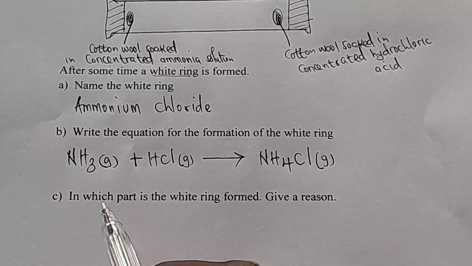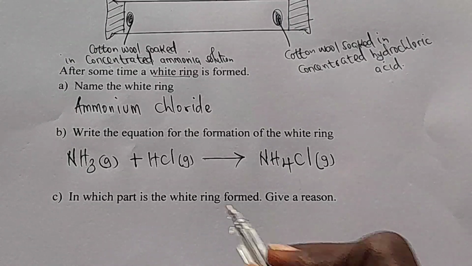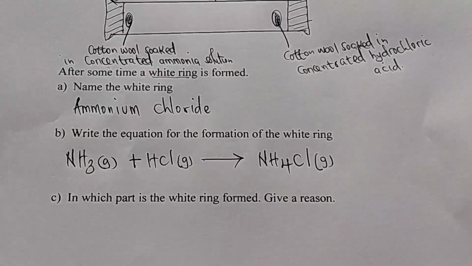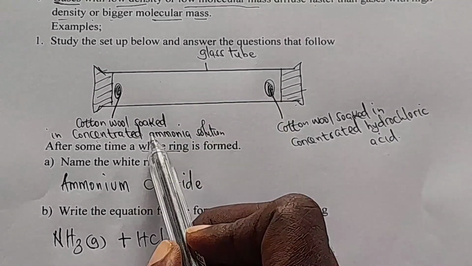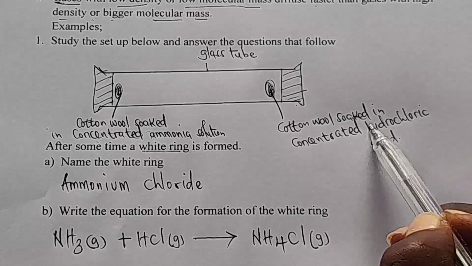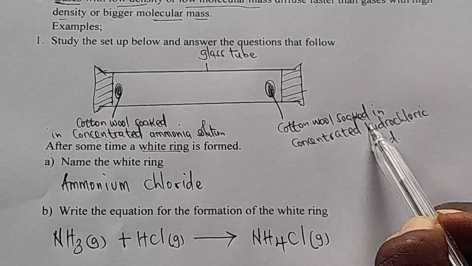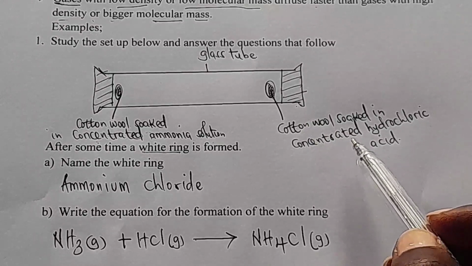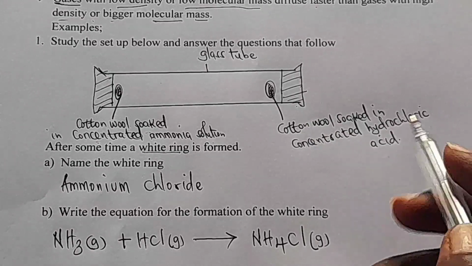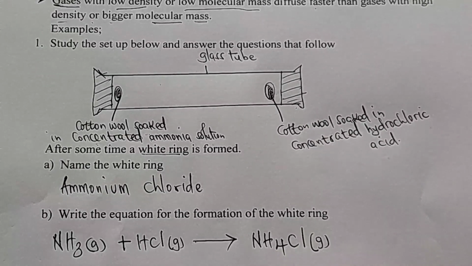Lastly, we are told: in which part is the white ring formed? From the setup that you have seen, we're having two ends. On this side, we are generating ammonia gas, and on this other side, we are generating hydrogen chloride gas. So we are dealing with the rate of diffusion. Which one will be faster, and where are they going to meet? For us to know that, we are told density and molecular mass are the factors that affect the rate of diffusion of gases.